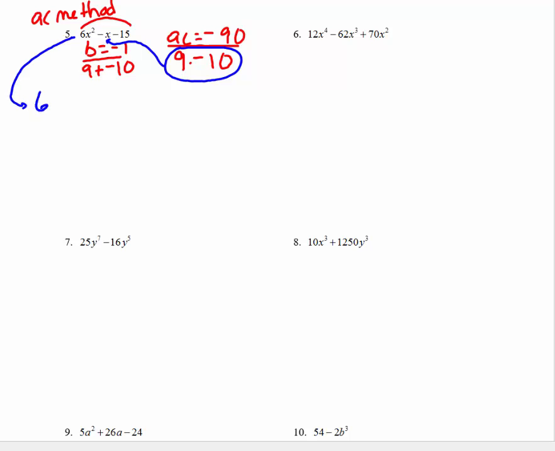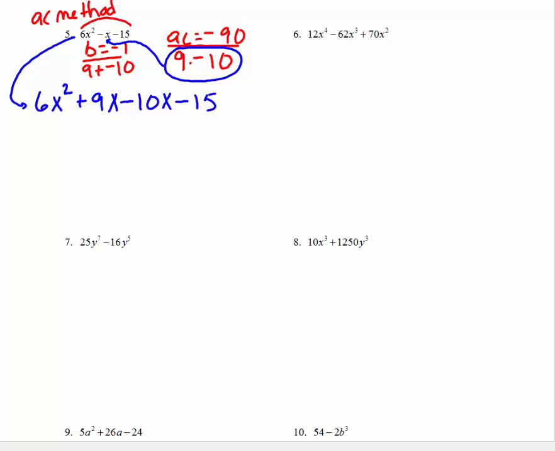I have a 6x squared. Instead of a negative x, I'm going to have a positive 9x, so plus 9x, and a minus 10x. If I put those back together, I get that negative x. So I'm not changing the problem. And I still have that minus 15. So make sure you understand what I just did there. I broke up my middle term into 9 and a negative 10.